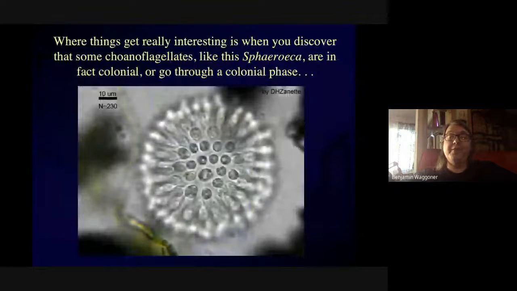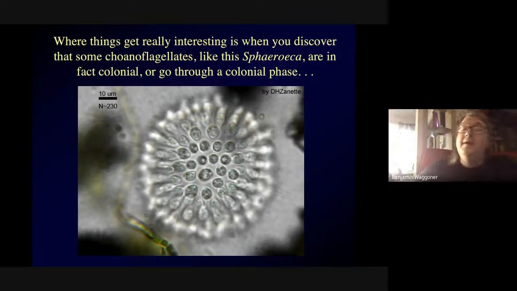Where things get weird is when you discover that some choanoflagellates are single cell. They'll spend all of their lives as just one cell. But there are others that form colonies. This is one, Spheroeca. That's a whole bunch of little collar cells all packed together into a hollow sphere. Interesting.